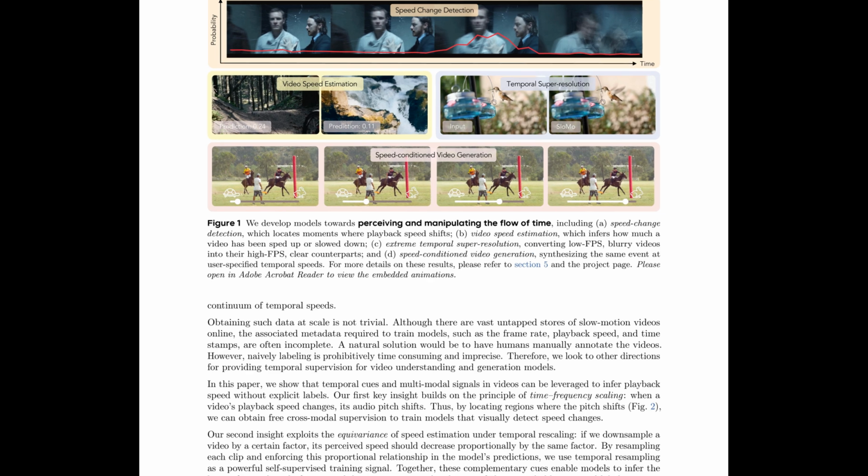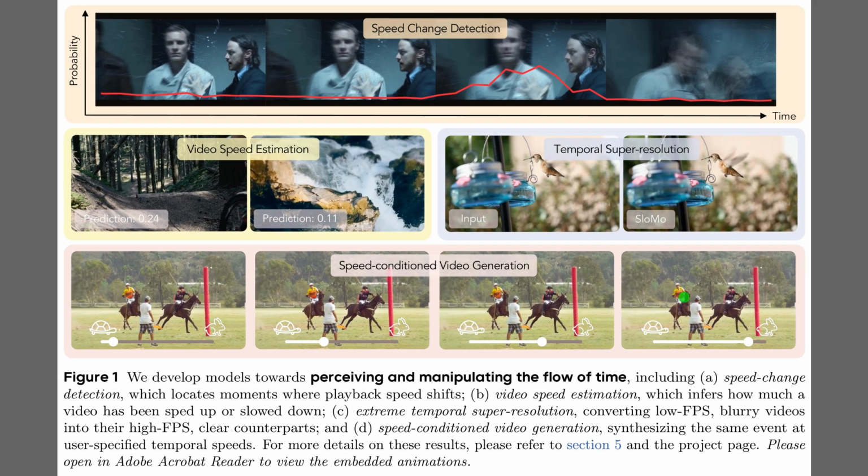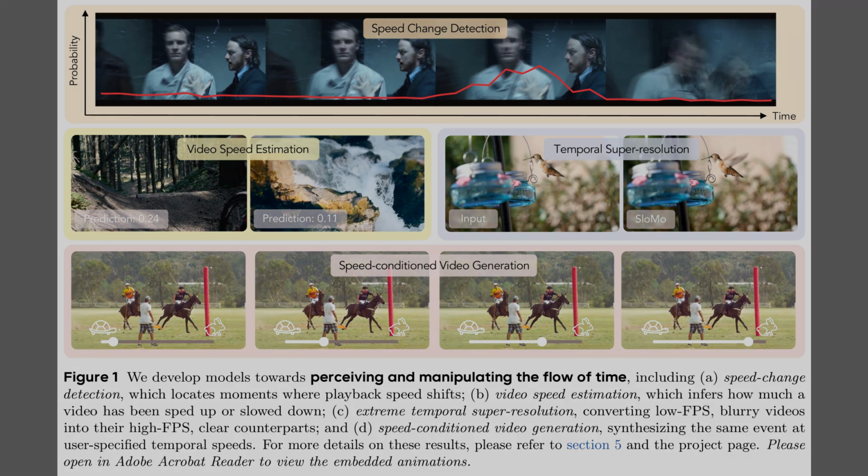Figure 1 outlines 4 key capabilities for perceiving and manipulating time. The top panel demonstrates speed change detection, identifying the exact moment a scene accelerates. Below that, on the left, the system estimates overall playback speed directly from the visuals. The researchers then use these perception skills to drive 2 manipulation tasks: extreme temporal super resolution, which turns blurry clips into crisp slow motion, and speed conditioned video generation, allowing users to dial in specific playback rates.